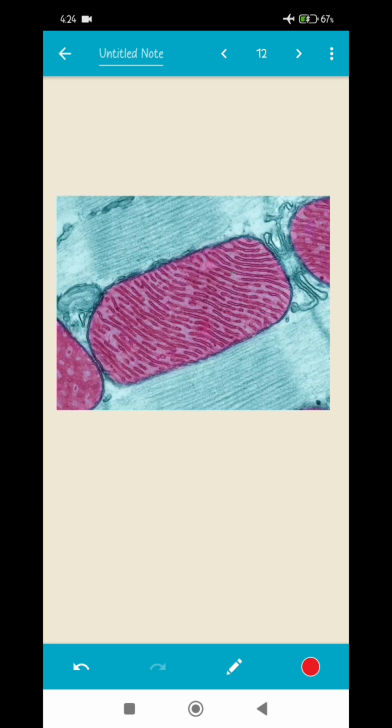This is the real life image of a mitochondria. As you can see, there are so many cristae inside, and actually it is black and white in an electron microscope. These colors have been added so that you are able to understand the different structures.